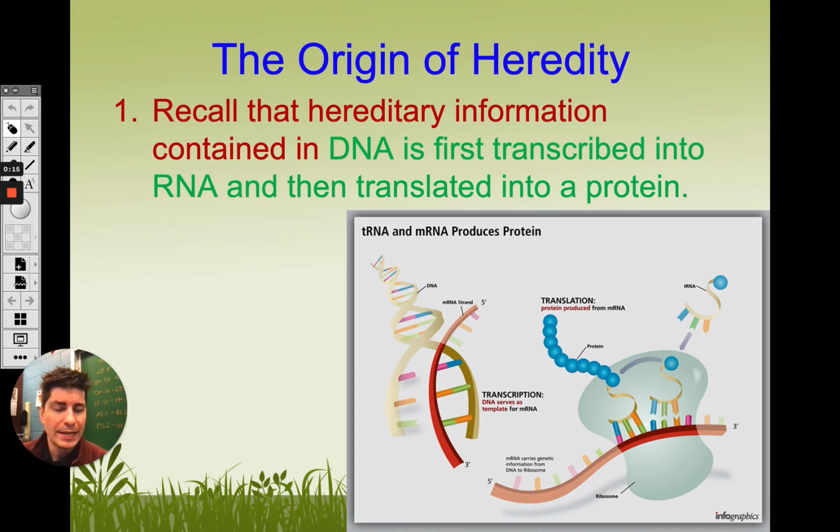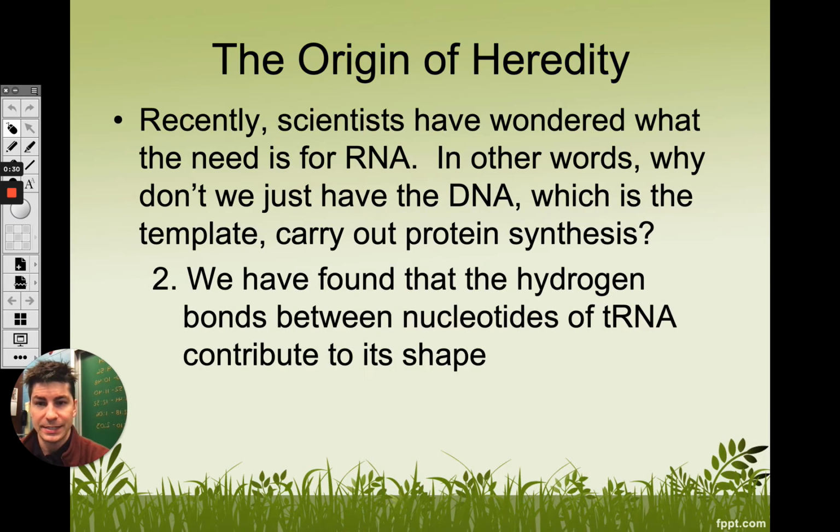So when we were making a protein, we went from DNA to RNA, mRNA to be specific, through transcription. And then we took that mRNA, we left the nucleus, and we turned it into a protein. In other words, a bunch of amino acids bonded together. Now, scientists are wondering, okay, why did we need that RNA? Why can't we just go from DNA to an amino acid? That would be a lot simpler, right?